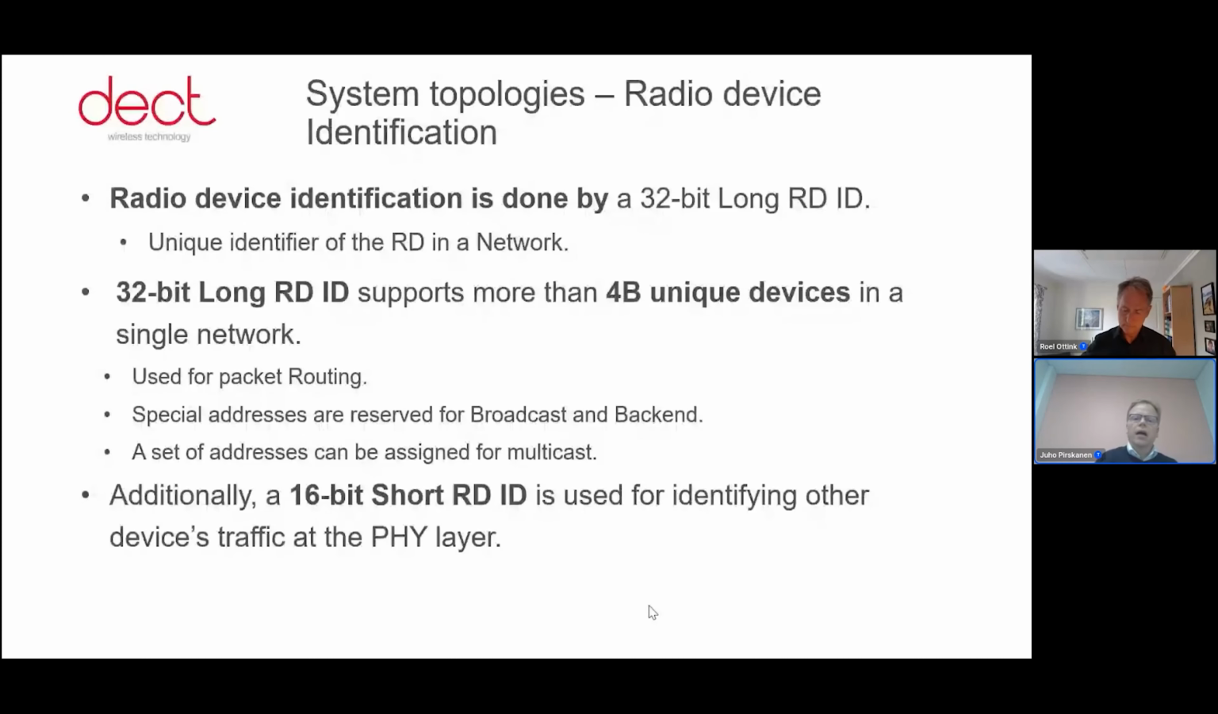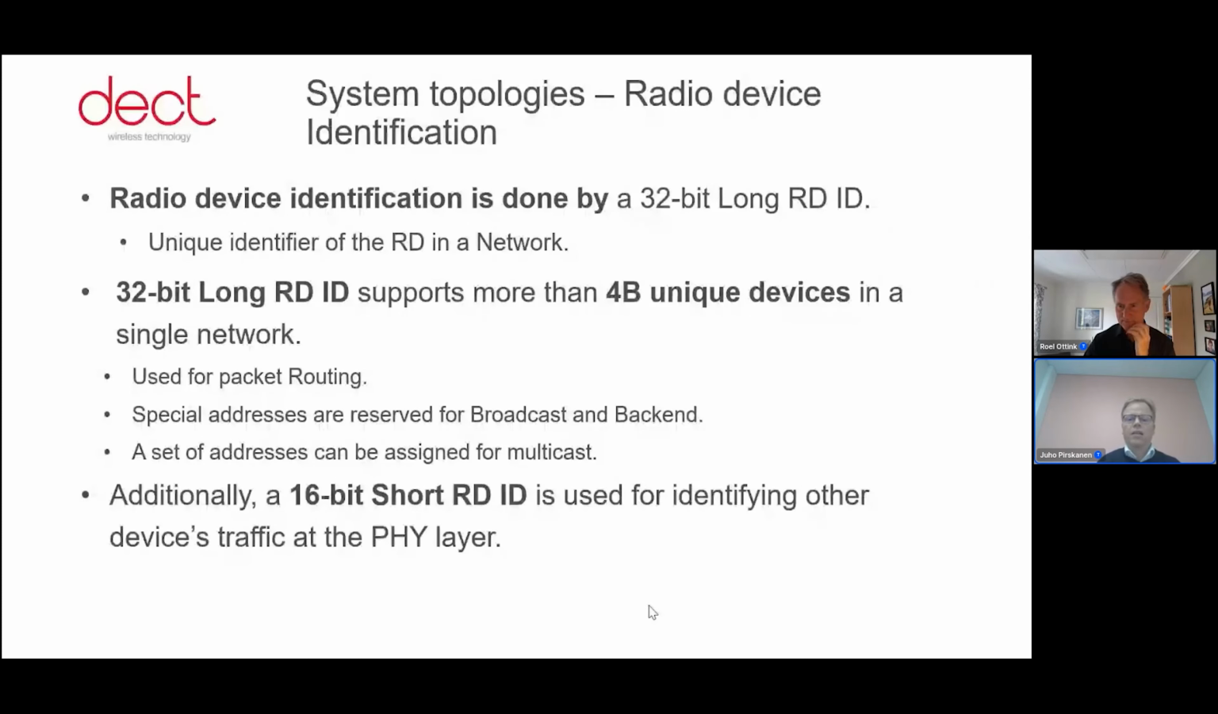Then device identification in the system or in the single network is done by a 32-bit long radio device ID, and the only requirement for the ID is that it's unique for the radio device in the single network. So then you can have multiple networks reusing the same IDs, but they are not causing any trouble. So at least the device in a single network needs to have a unique 32-bit ID. And this introduces a possibility to support roughly 4 billion devices in the single network. So that's giving us the possibility to introduce very large scale networks. And this long radio device ID is used for packet routing and identification of the devices in the MAC layer also.